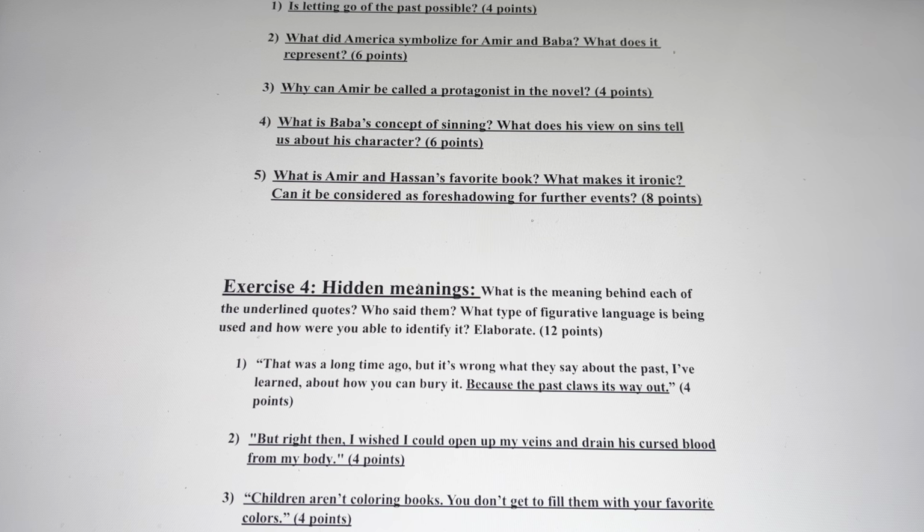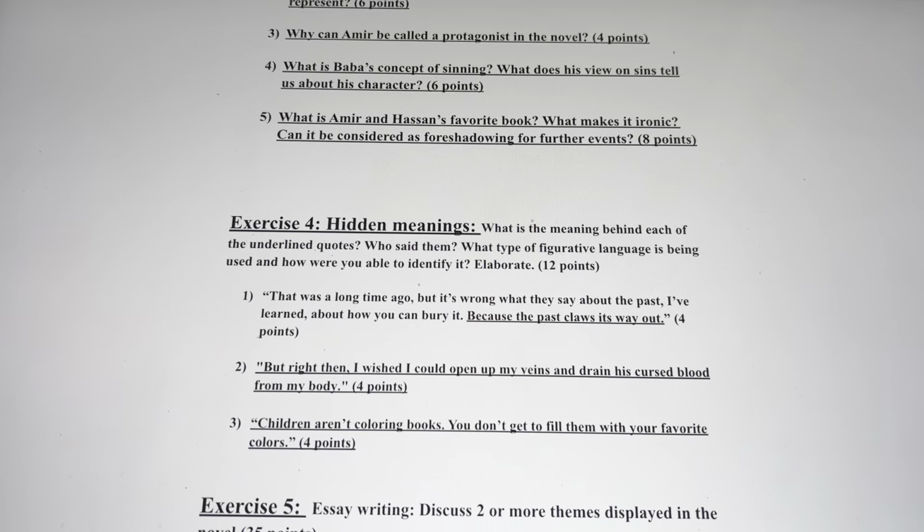And then question 5, what is Amir and Hassan's favorite book? What makes it ironic? Can it be considered as foreshadowing further events? So this question is amazing because it helps show if you really paid attention in the book, if you really grasped the ideas of the novel, you know what foreshadowing is, you know what literary elements are. So this question is really good. So the favorite book is Rustam and Sohrab. I think that's what it's called, yes.